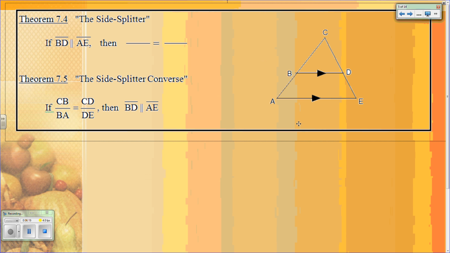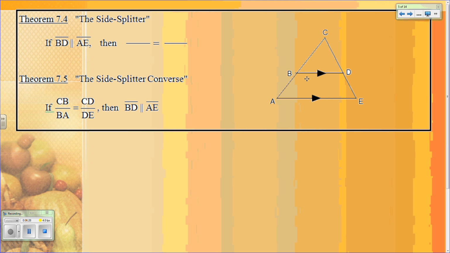Alright, now the side splitter. We've been talking about this one. I keep telling you over and over, if you have two sides that are parallel like this here, then it automatically cuts this up proportionately. So basically this acts like a divider, so that you have this piece over this piece over this piece. So if BD is parallel to AE, then CB over BA is equal to CD over DE. So this piece over this piece over this piece. Same thing, say it in reverse, just like the conditional and the converse.